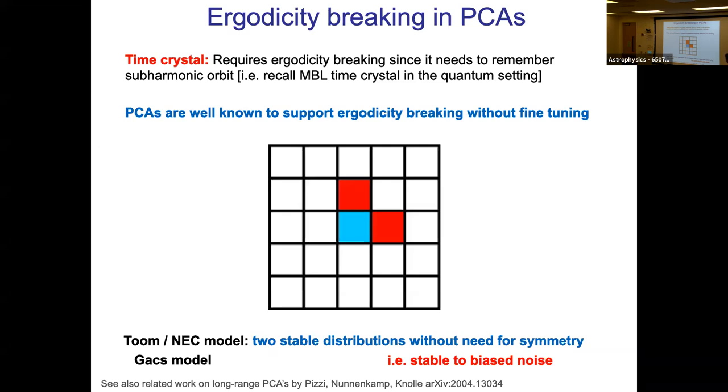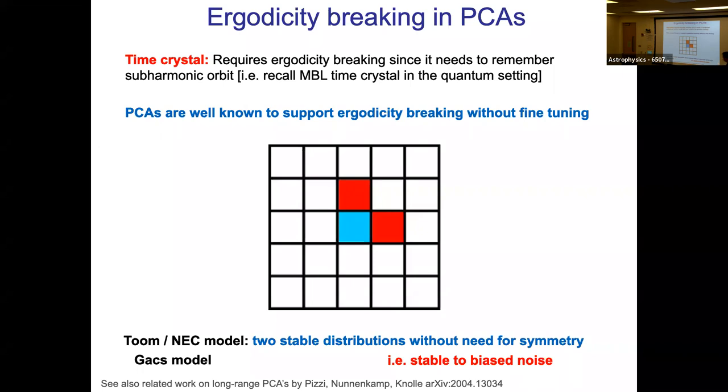And it turns out that there are really just beautiful results from theoretical computer science in the context of probabilistic cellular automata, and these systems are well known to support ergodicity breaking without any fine tuning. Adam may know more, but the examples that I know come from Andrei Toom in the 60s and 70s. Toom showed that one can get this in a two-dimensional system, like a 2D planar system. And Peter Gács proved that one can also get a PCA with ergodicity breaking in 1D, but that happened many years later, maybe 20 or 30 years later.